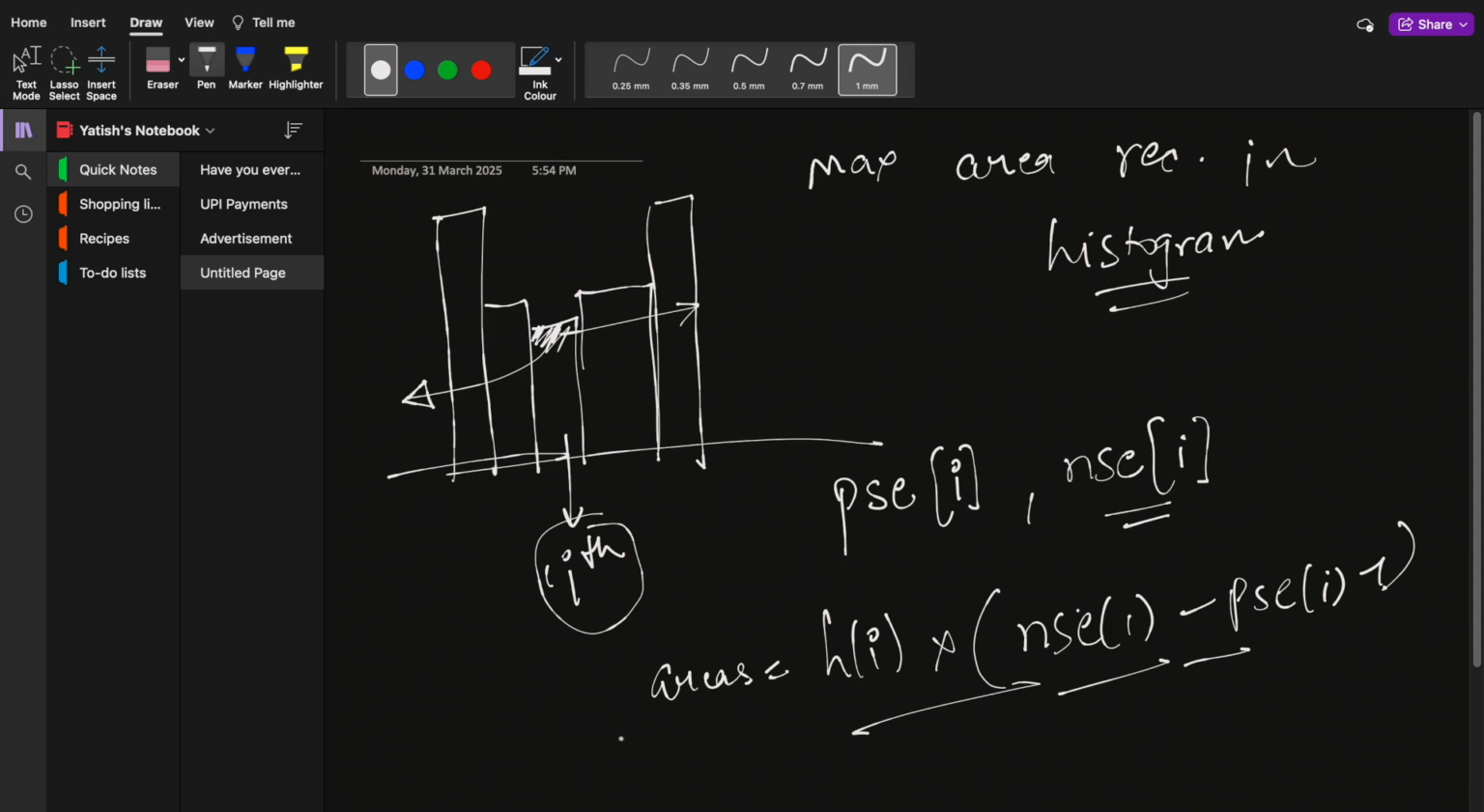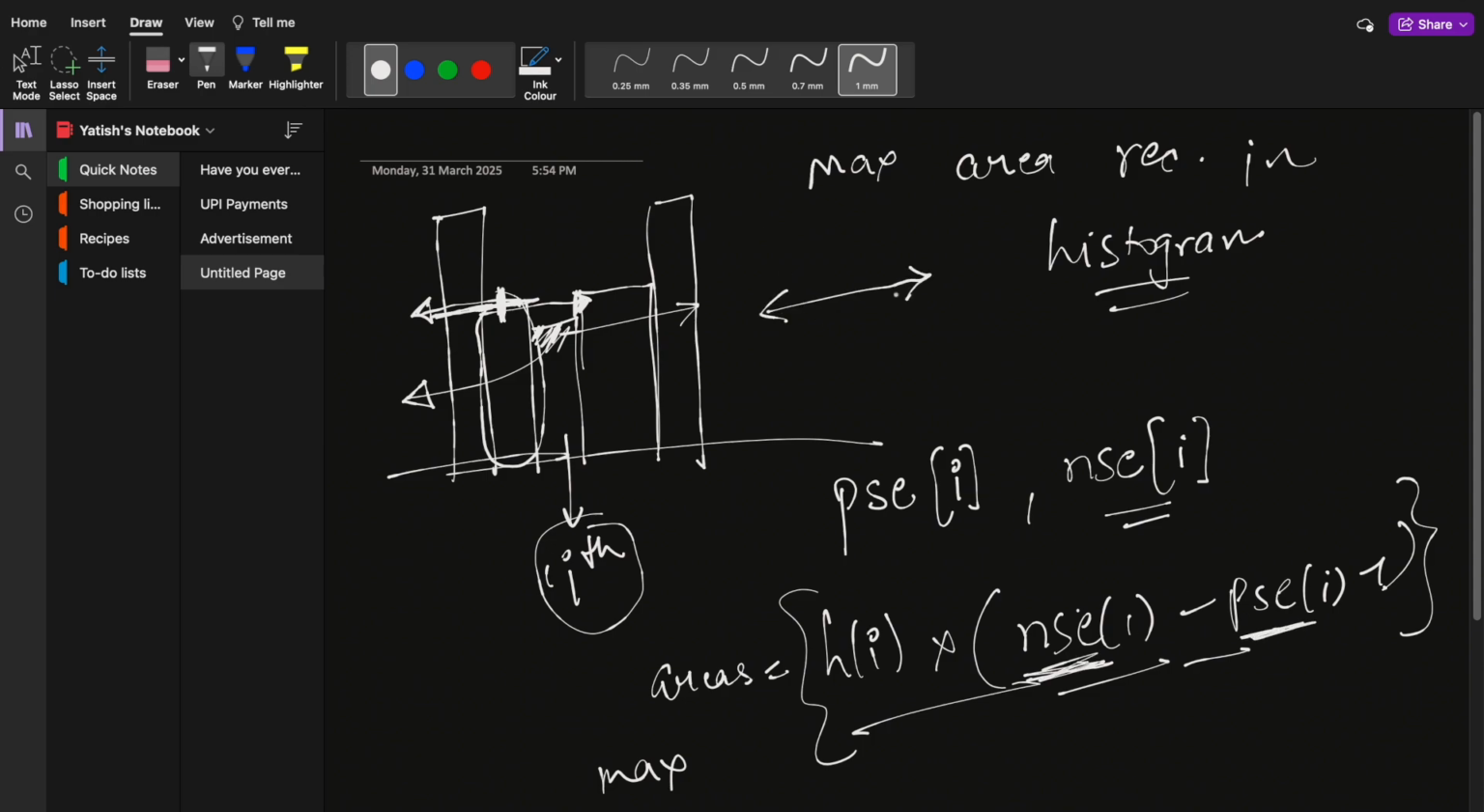Then we would find the max of all these answers, which would give me the maximum area. How can we say that? For any particular index, I can go backward till the element which is smaller than the height of this element, and I can go forward as well. So until I get the next smaller element and the previous smaller element, I can expand its width for that particular i towards the left and towards the right.